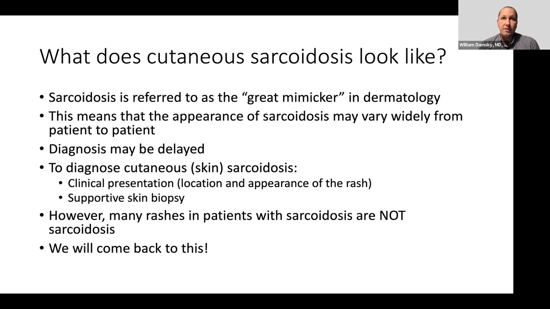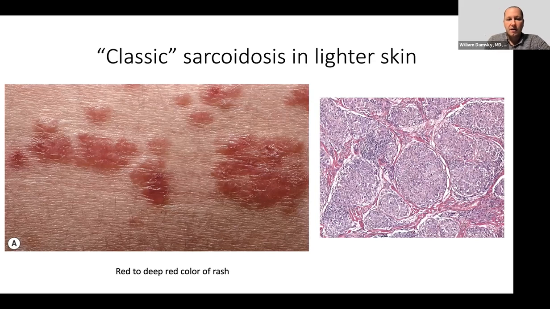And we also may use a technique called skin biopsy, which I'll talk about a little bit later, where the skin is actually sampled and we look for those granulomas under the microscope. It's also important to recognize that many rashes in patients with sarcoidosis are not a specific manifestation of the sarcoidosis. And we know that patients with sarcoidosis have an increased risk of having other types of rashes, and we'll come back to this. So what does quote unquote classic sarcoidosis look like?